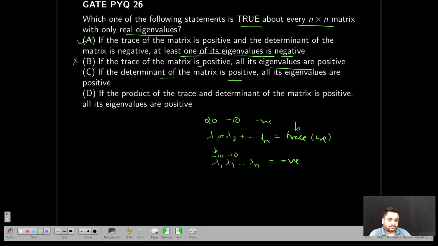It is plus only. If the product of the trace and determinant of the matrix is positive, all its eigenvalues are positive, that doesn't mean so. Eigenvalues can be negative. I will get a positive trace, positive determinant. I will get the positive trace also. So need not be true. Only A is true.